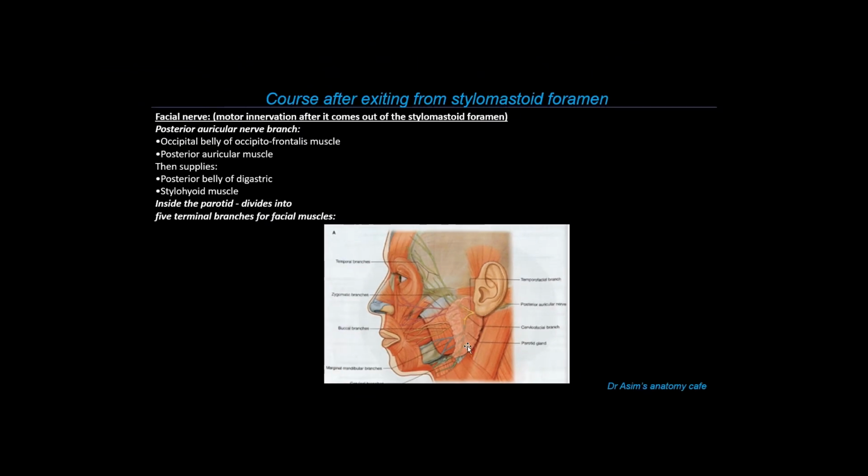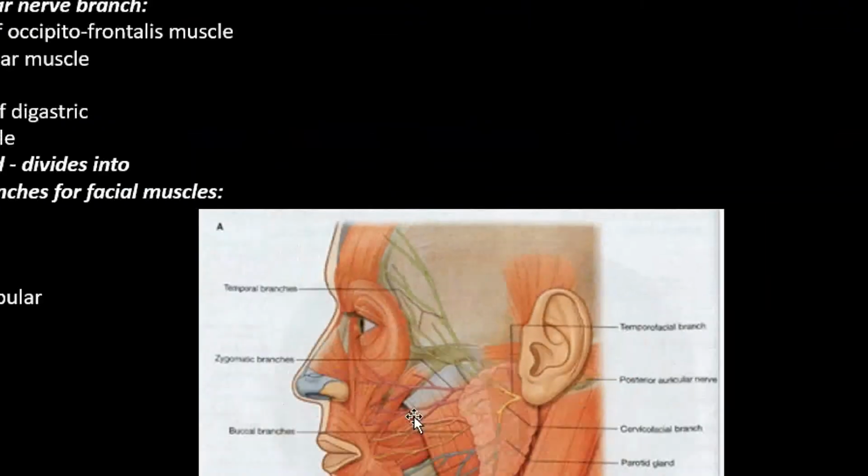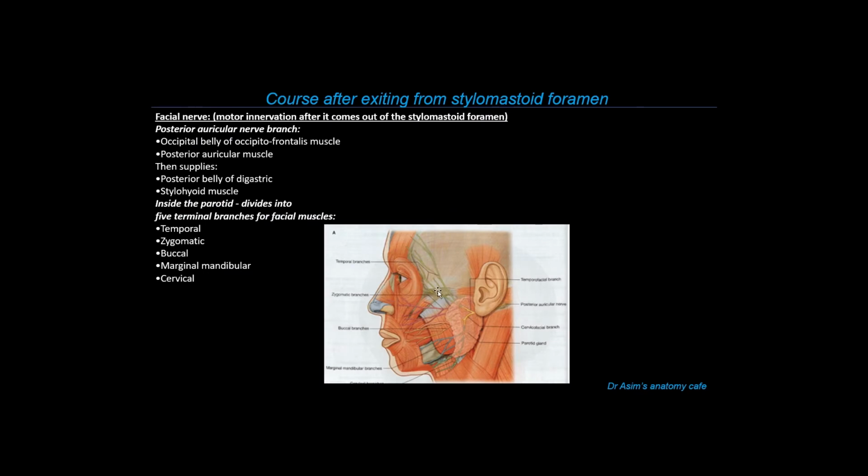nerve then enters into the parotid gland, where it divides into its 5 terminal branches for the muscles of facial expression. These include the temporal, the zygomatic, the buccal, the marginal mandibular, and cervical branches of the facial nerve. All of these innervate the muscles of facial expression.